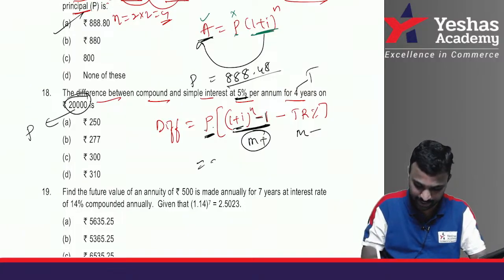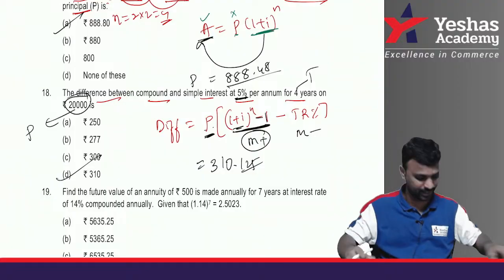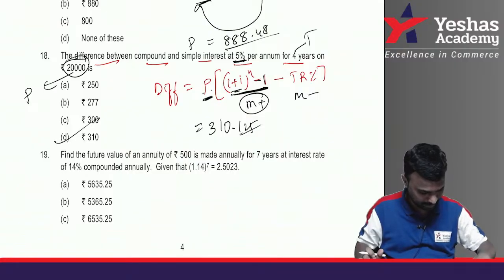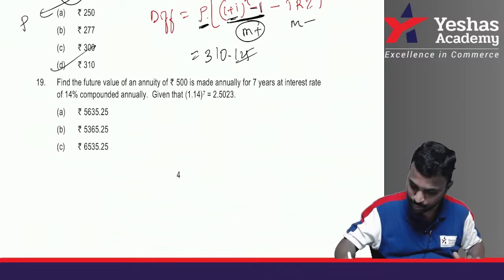Result is 310.125. That means option D is the nearest answer. Have you all understood? Is it clear? Right. Let's move on to the next question.